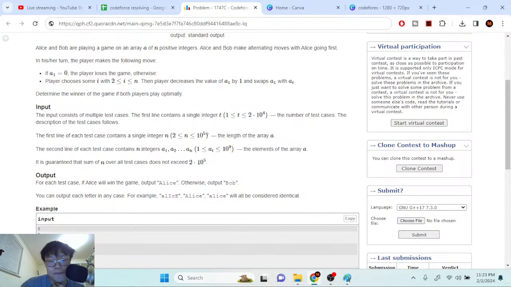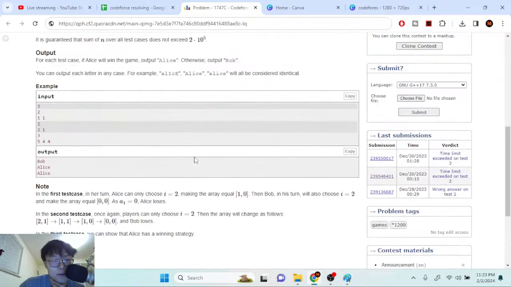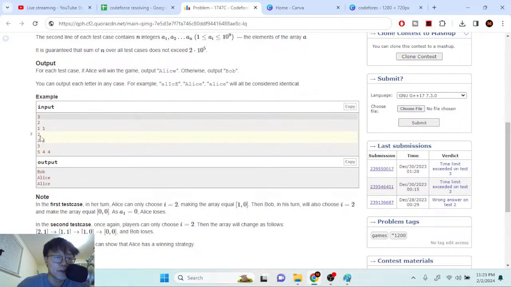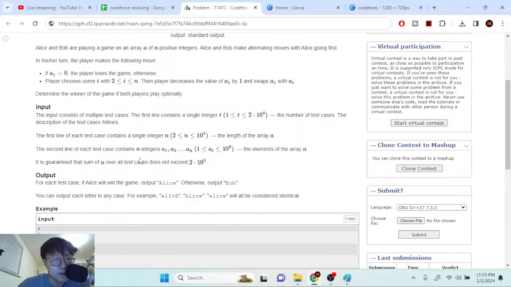So if you want to brute force, I think the most efficient way would be to keep finding the smallest number, decrease it by 1, and swap it with the first value in the array. And if any of the values reaches 0, then Alice wins. Otherwise, Bob wins, right? So let's see. If A1 reaches 0, the player loses the game. Oh, wait.